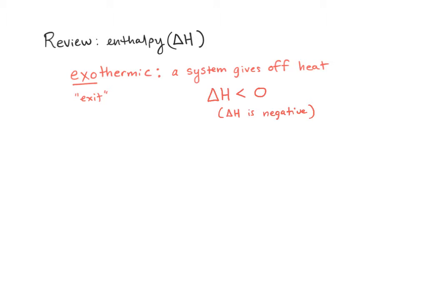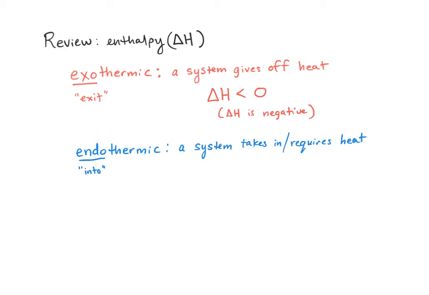The opposite of this is an endothermic process. In an endothermic process, heat is applied into a system. A system takes in heat, and it will feel cooler than its surroundings. We can describe the enthalpy change associated with an endothermic process as being a positive value. Delta H is greater than 0. Delta H is positive.